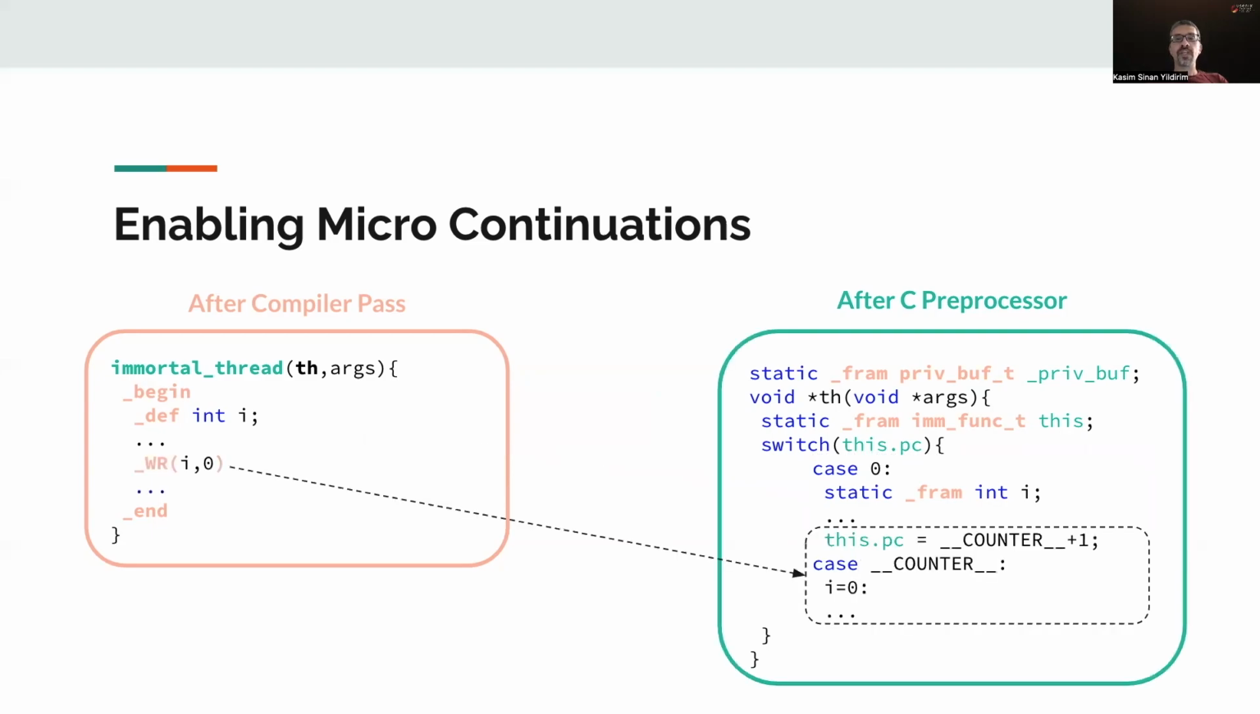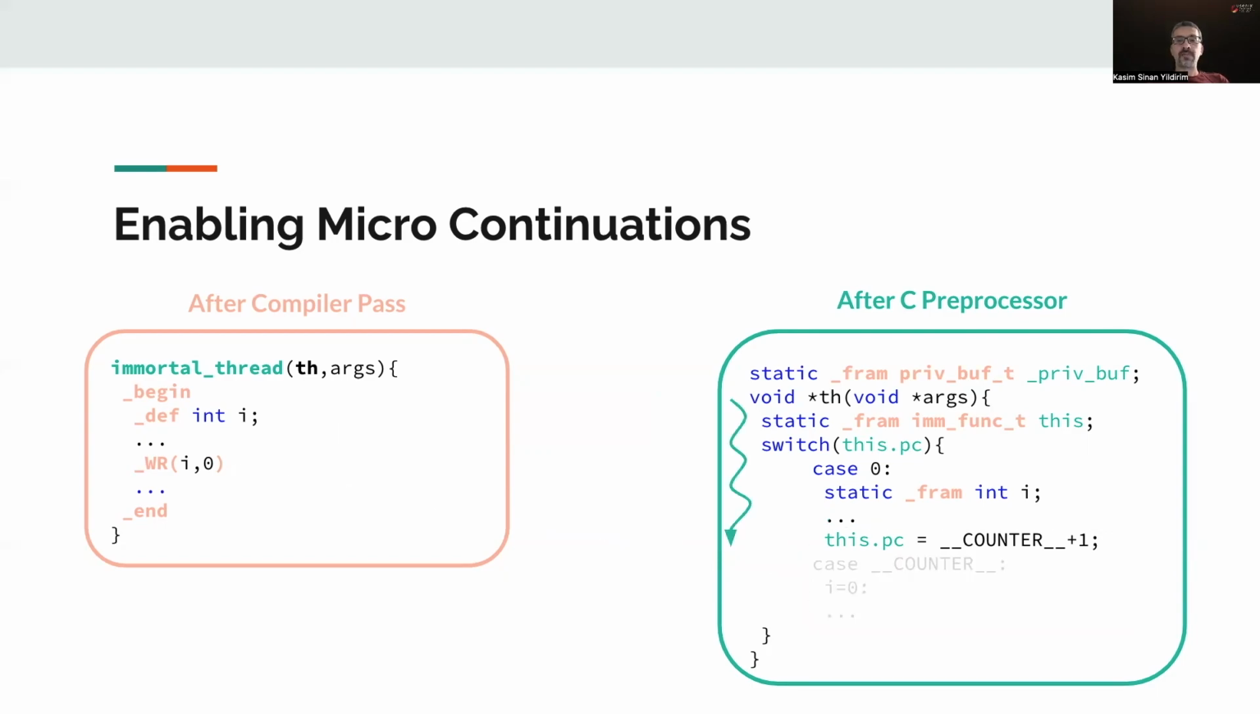The almost free checkpoint is just adding a new case statement at compile time and modifying the PC of the immortal thread. We implemented almost free checkpoints using the standard GNU C preprocessor macro counter, whose value is incremented each time the processor encounters it.